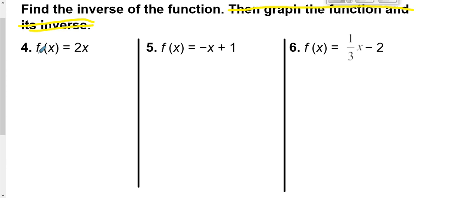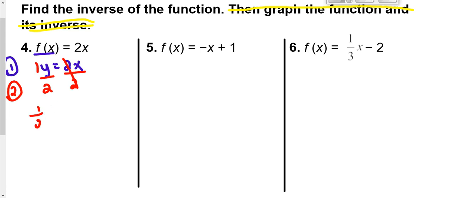So, number 4, f of x equals 2x. Step 1 says to change f of x to y. So here we go, y equals 2x. And if you want to keep up with that, you can write your little step 1 right there just like that. You don't have to write down all of the words. Now, step 2, we are going to solve for x. So to do that, we're going to divide by 2 on both sides. 2's cancel. Remember, there's an understood 1 right there. So I have 1/2 y equals x. And we need to flip that over, so we have x equals 1/2 y.